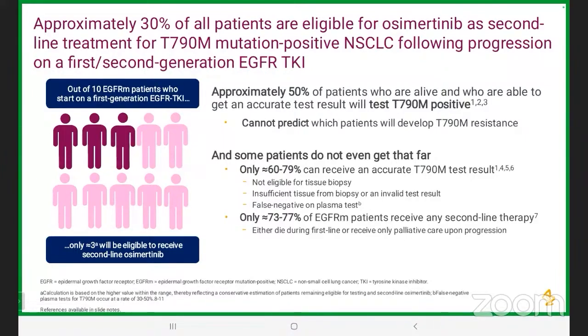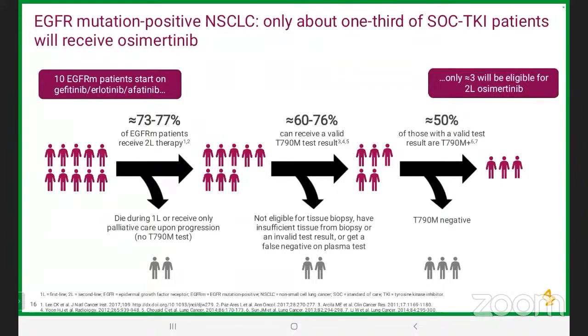They either will not be eligible for the tissue biopsy, there would be insufficient tissue from the biopsy, or there might be an invalid test result. And of course, we all know that the false negativity of the plasma testing may not always be right. So only 73 to 77% of the patients who have mutated EGFR at the baseline are going to receive a second-line therapy, and they either would die during the first line or receive only palliative care upon the progression. So in EGFR mutation positive non-small cell lung cancer, only about a third of the standard of care TKI arm patients will receive osimertinib. So this is what I've explained previously.